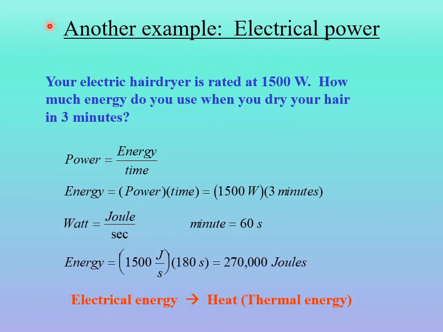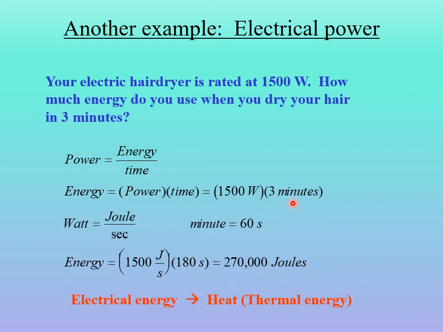Here's our last example for the chapter. Your electric hairdryer is rated at 1500 watts. How much energy do you use when you dry your hair in 3 minutes? So remember again, power is equal to energy divided by time. So let's solve this equation here for energy, because that's what we're asked. How much energy do we use? So energy is equal to power times time. The power is 1500 watts.